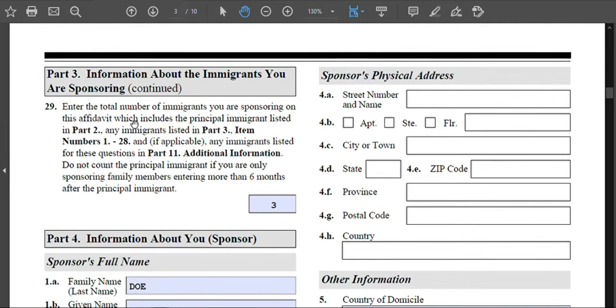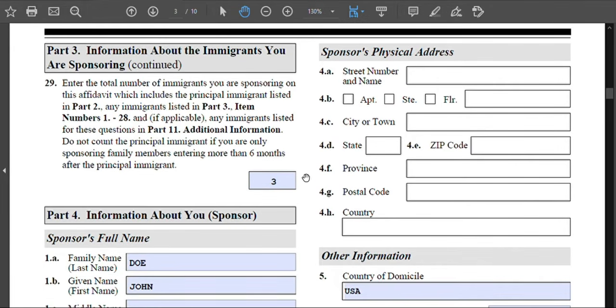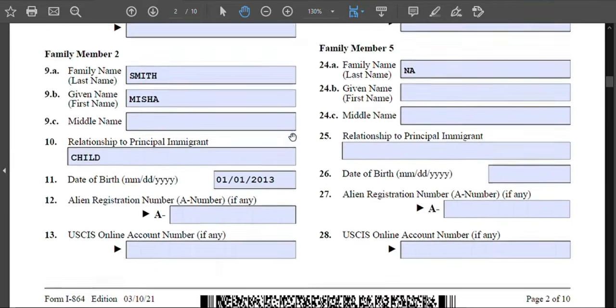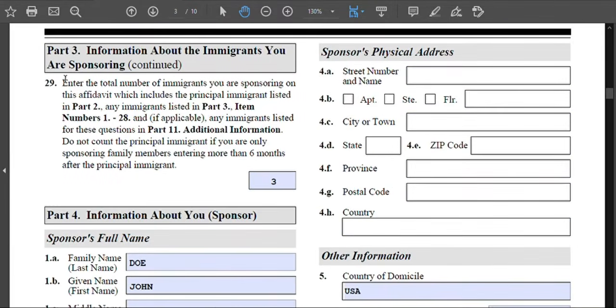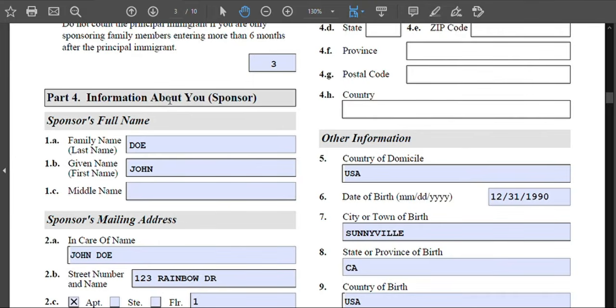Moving on, question 29 in part 3 will be answered automatically for you if you're using Adobe Acrobat application on your computer. It will calculate it for you automatically, but basically you will have to sum up the number of immigrants included total in this affidavit. So right here it says including the principal immigrant listed in part 2 and any immigrants listed in part 3. So moving on to part 4, here is finally asking about you, the sponsor.